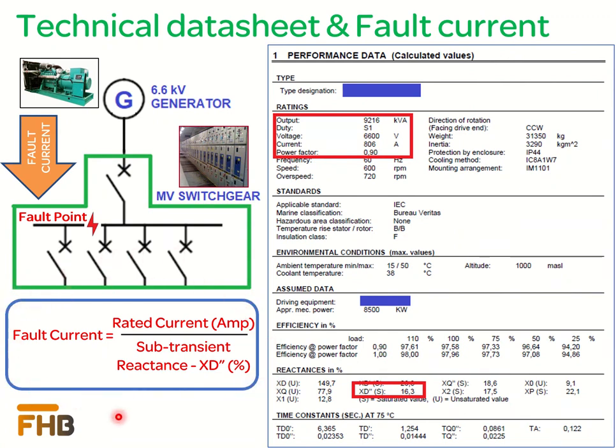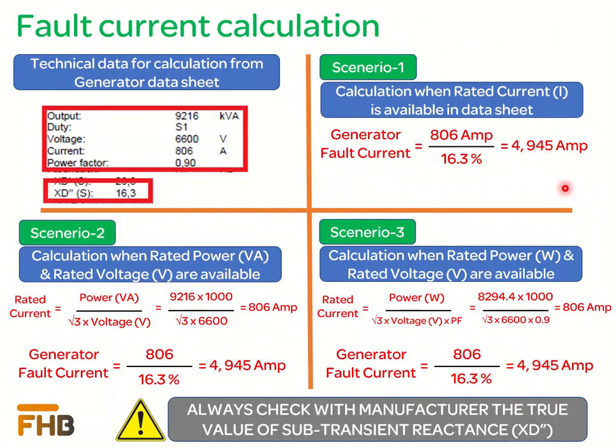If the rated current is not available, then we will need parameters like rated power, rated voltage, and the rated power factor. An example of a generator technical datasheet is shown here. Required parameters for our calculation are highlighted. Now we proceed towards the calculation.